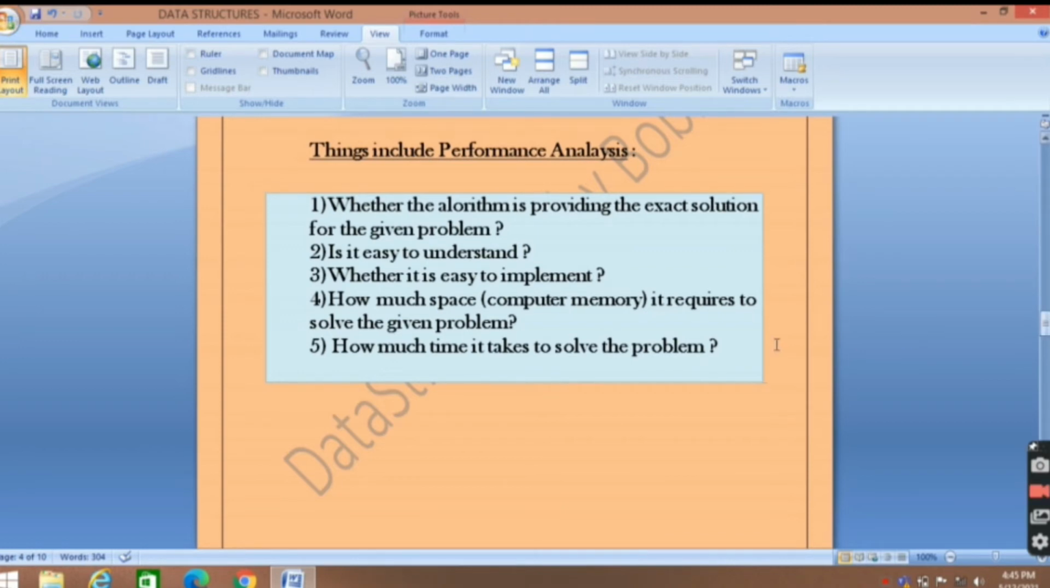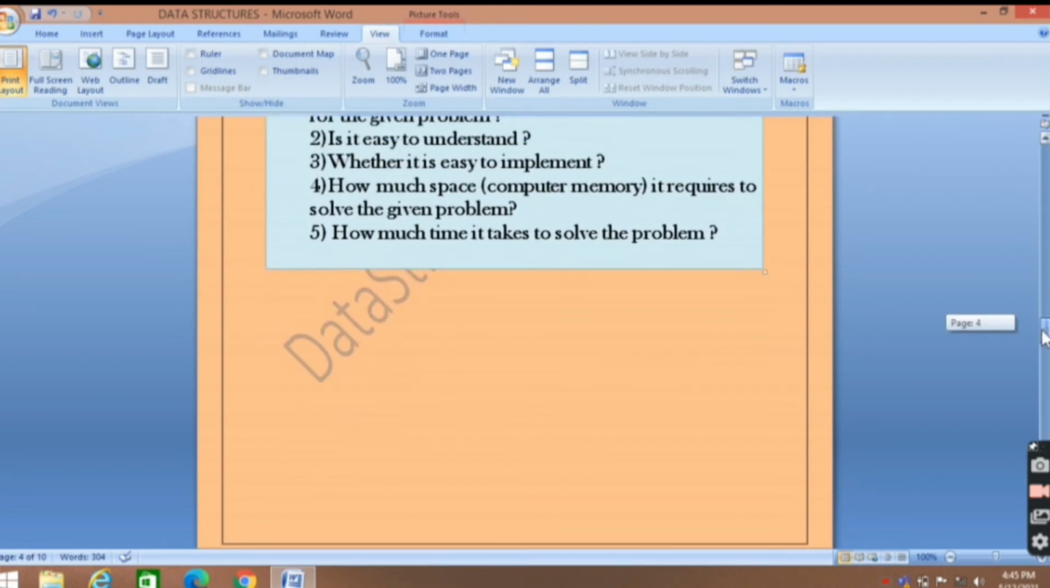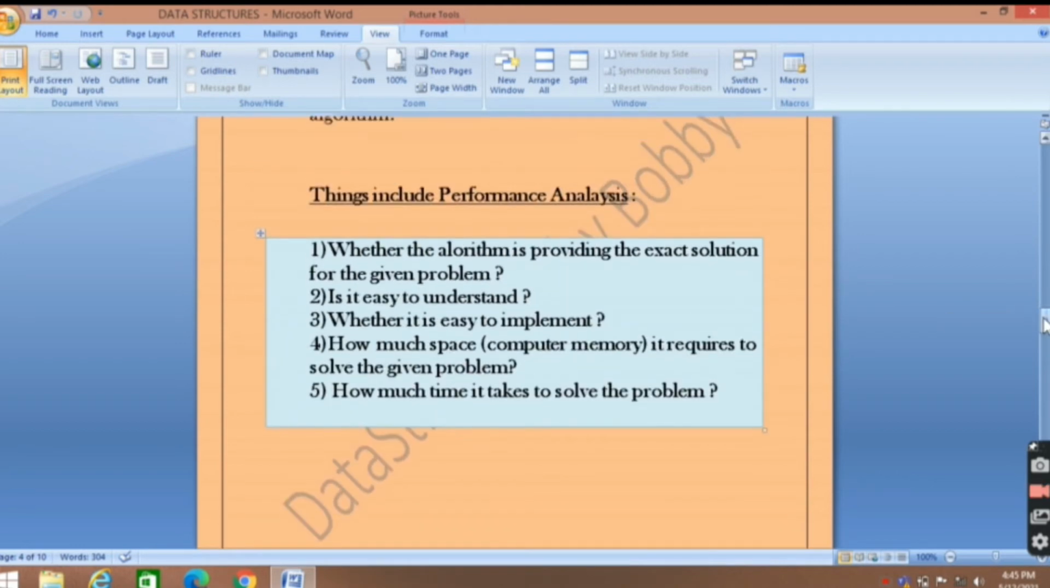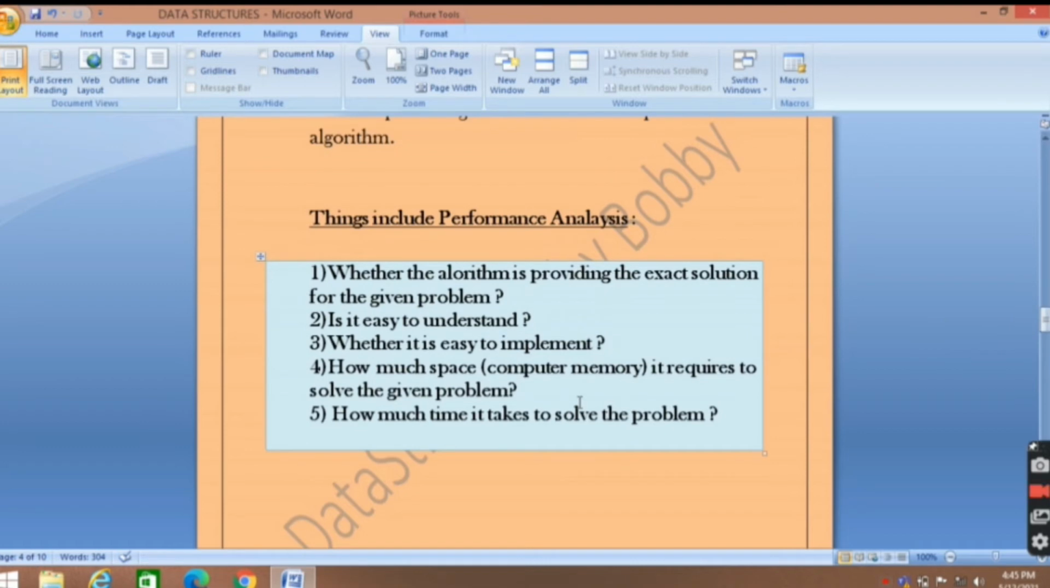Next thing, third thing is whether it is easy to implement. You should not write the algorithm very large. The code should be very less, so that you can easily type and compile it. And the fourth thing is how much space it requires to solve the given problem.